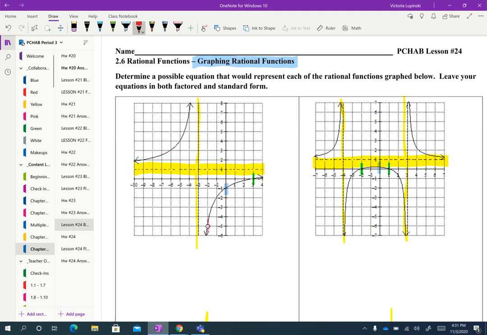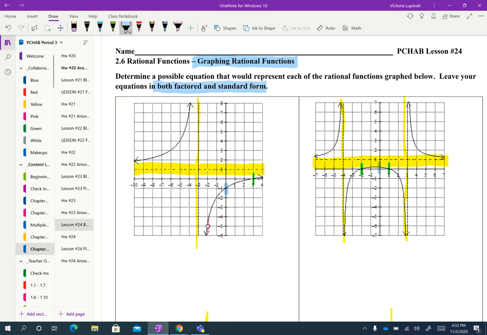All right, welcome everybody. Today we're going to talk about pre-calc lesson number 24. So we're still talking about rational functions. Our ultimate goal is to be able to create a graph of a rational function from scratch using all the key points we've been going over for the past few lessons. But before we get to that, we're going to work backwards. Given the graphs, we're going to try to write the equations both in factored and standard form.